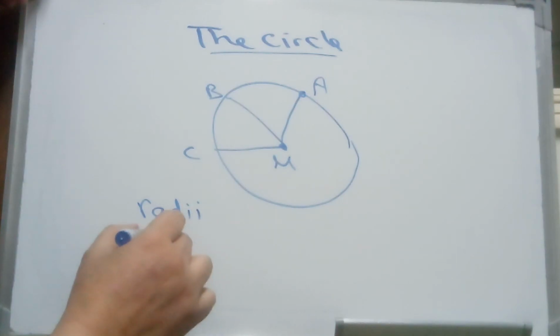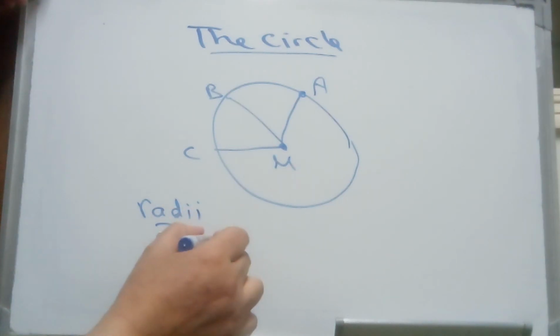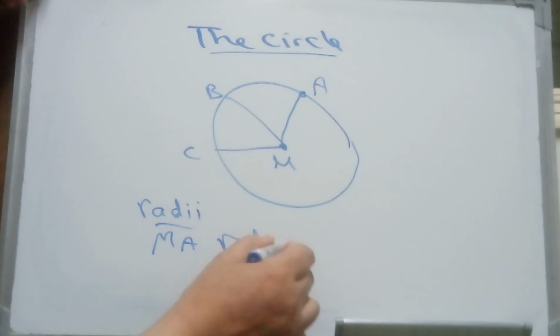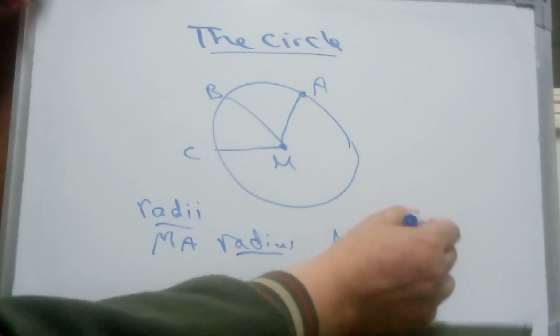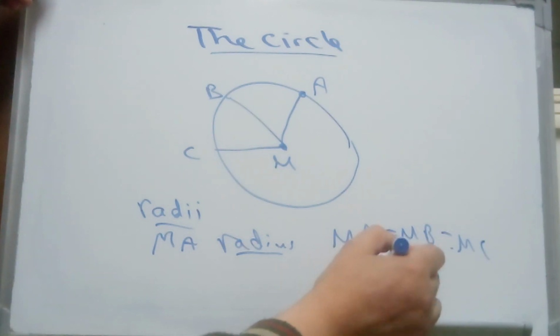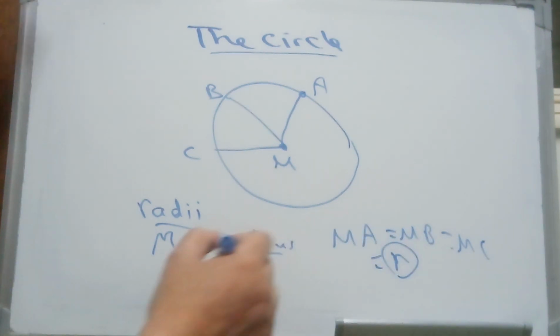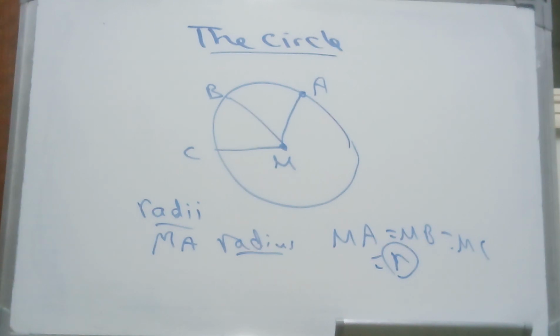Any one of them is called a radius. MA line segment is called radius. All radii are equal in length. MA equal MB equal MC equals to R, which is the abbreviation of radius.